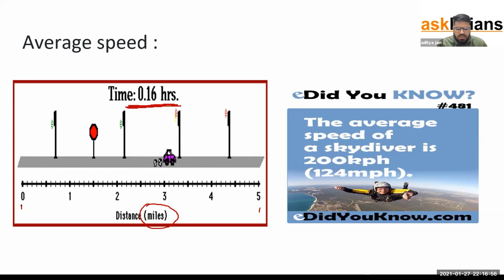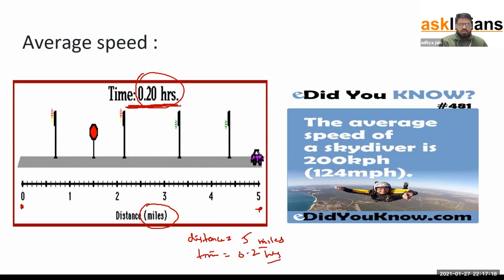Suppose the car started its journey from 0 and traveled up to 5 miles, because the distance is in miles. So the distance the car has traveled is 5 miles. What is the time taken by the car to travel this distance? It is written here: 0.2 hours. So this is the case where the total distance is given and the total time taken is given.